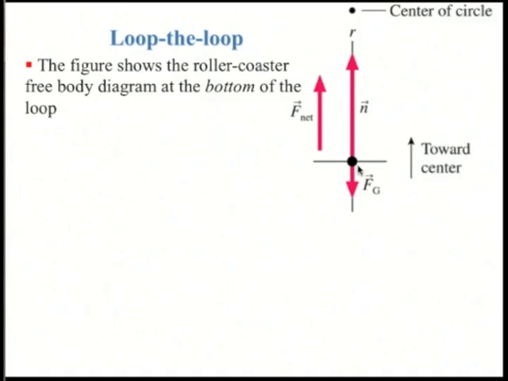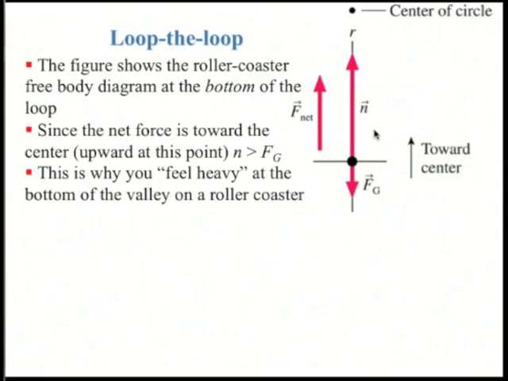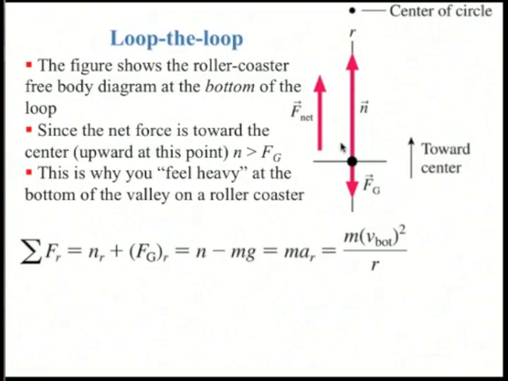So here's a free body diagram of the car when it's at the bottom of the circular motion. Okay? You've got the normal force pushing up and gravity pulling down. Since it's on a circular path and the center of the circle is above, the net force must point upward at this point, meaning that the magnitude of the normal force must be greater than the magnitude of the gravitational force. This is why you feel heavy at the bottom of the valley of a roller coaster. It's because you're feeling this increased normal force.